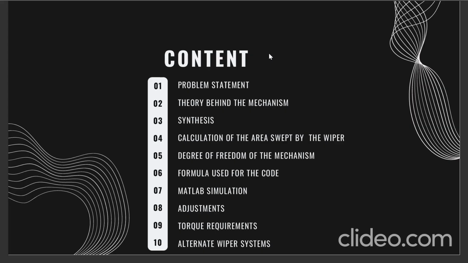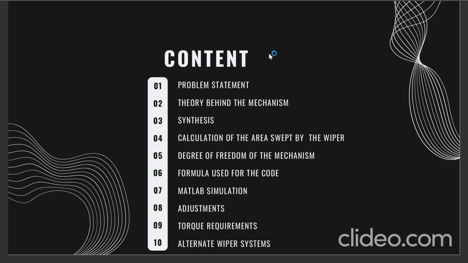So the basic flow of our presentation will be: first we'll explain the problem statement, then some relevant aspects of the theory that were used by us through the course of our project. We'll do a pen and paper synthesis of this problem, followed by calculating the area that is swept by the wiper and the degree of freedom of the mechanism. Then we'll use an analytical analysis to come up with a rough formula for our code to link the input and output angles of our mechanism. Then we will do a MATLAB simulation of our mechanism, followed by some adjustments that can be used to tweak parameters such as the area swept by the wiper or the torque that the wiper experiences.